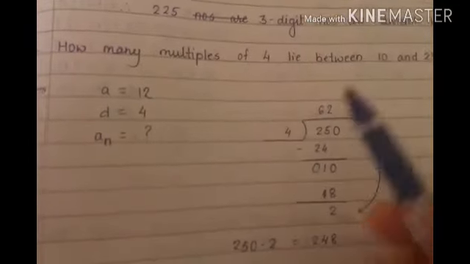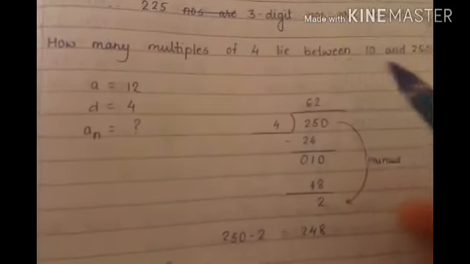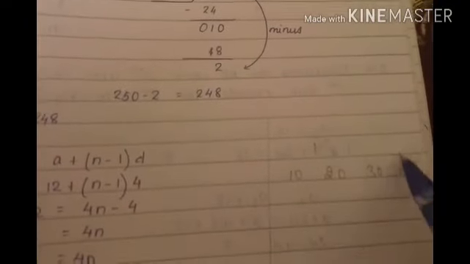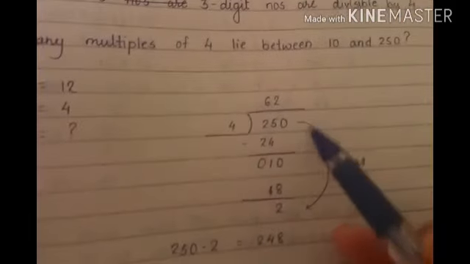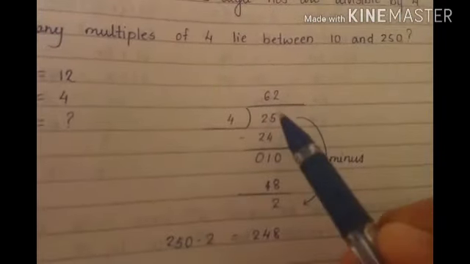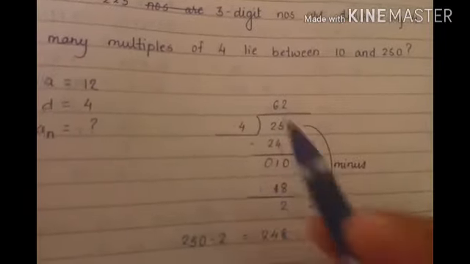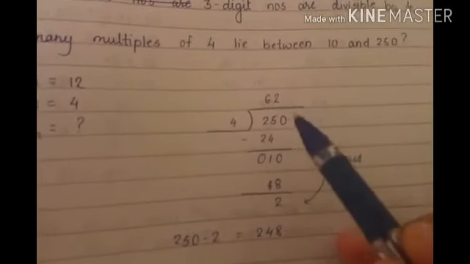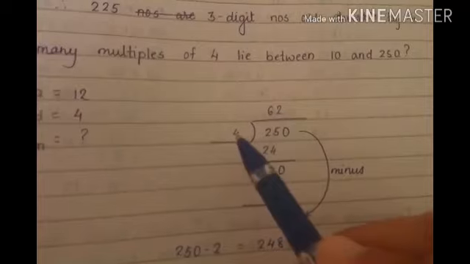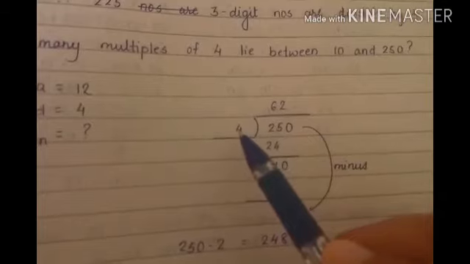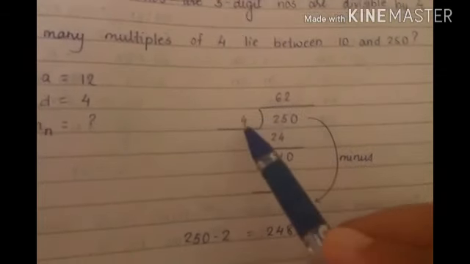But in this example, even then 250 would be wrong. Why? We are asked between 10 and 250. We have seen that when told between 10 and 40, we don't consider 40. We consider the term that is before it. So even if the remainder was 0, we would not have said that 250 is the last term. We would have taken the multiple before it. In this case, 250 is not divisible by 4, so 250 is not a multiple of 4.